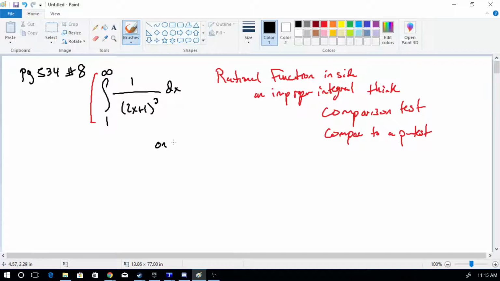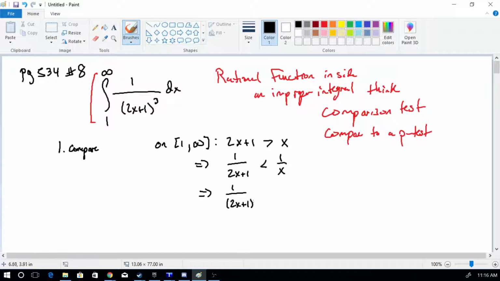Step 1, we want to compare. So on 1 to infinity, 2x plus 1 is certainly larger than x. For all values bigger than 1, that is certainly true. That means that 1 over 2x plus 1 is less than 1 over x, which gives that 1 over (2x plus 1) cubed is less than 1 over x cubed.